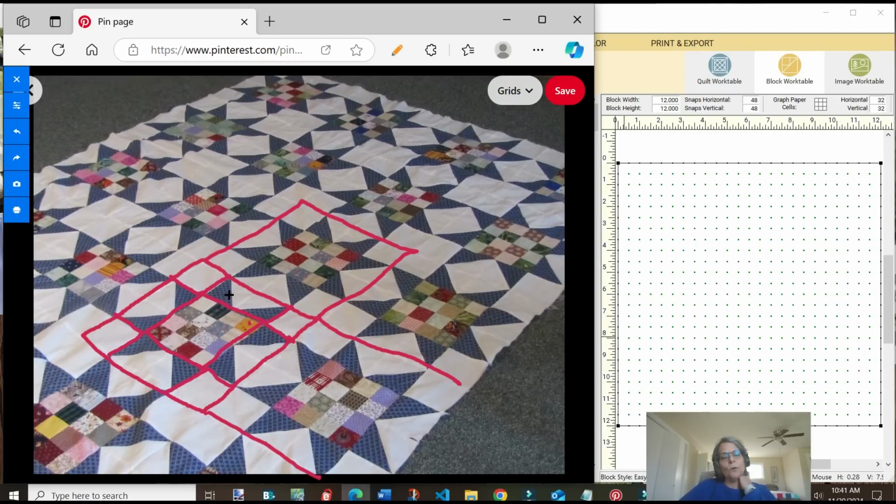What we have left are these 2 half square triangles. If you look at it, it could be 2 half square triangles, or it could be 1 flying geese unit. This is where you have to decide: do you want to make flying geese or do you want to make half square triangles? Well, I see that in this block there are 4 flying geese, or 4 sets of half square triangles. So I'm going to use the method, if I'm rotary cutting, of making my flying geese 4 at a time. So I'm going to call this flying geese.